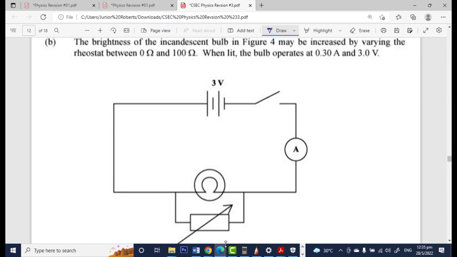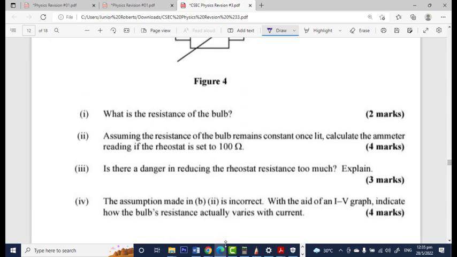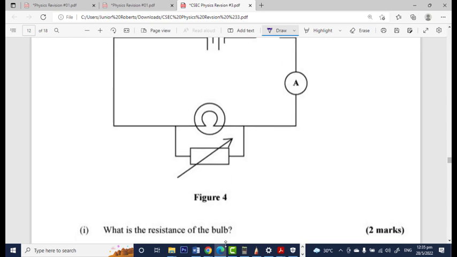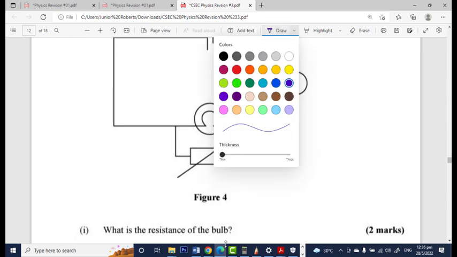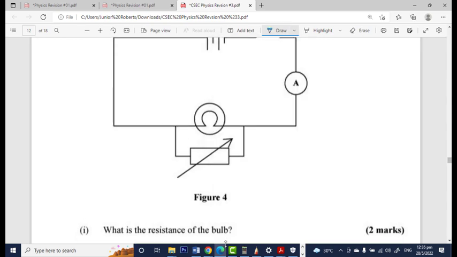The brightness of the incandescent bulb in figure 4 may be increased by varying the rheostat between 0 and 100 ohms. When lit, the bulb operates at 0.3 amperes and 3 volts. Now the examiner says, what is the resistance of the bulb? How would we do that? How will we find the resistance of the bulb?